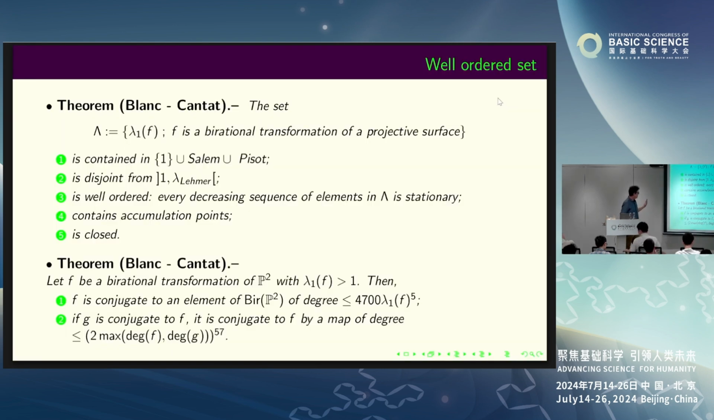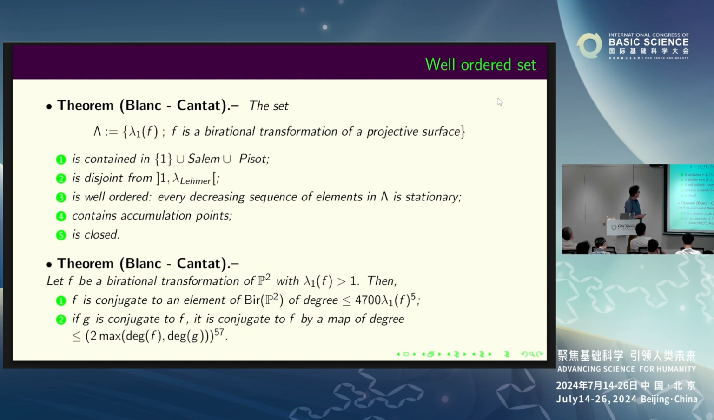Okay, and now come to deeper statements, but that rely on the previous one. I look at the set of all possible dynamical degrees of all birational transformations of all projective surfaces. So I put all these numbers together. And now the statement is as follows. So this set is contained in, I mean, lambda 1 of f can be equal to 1.